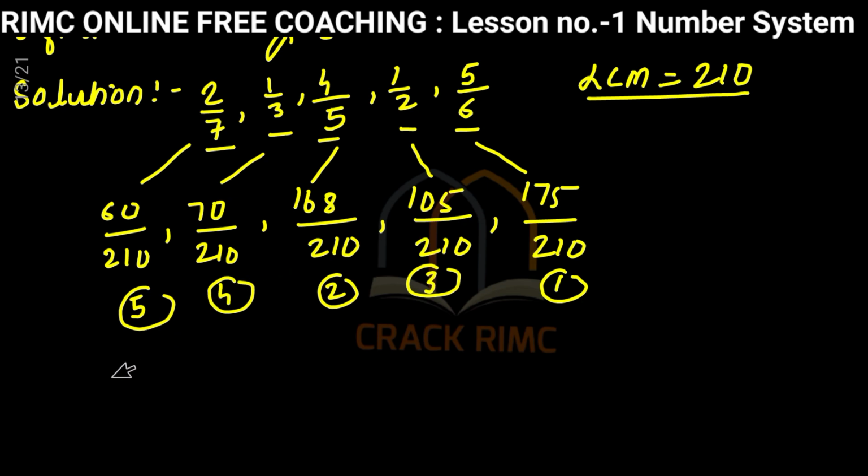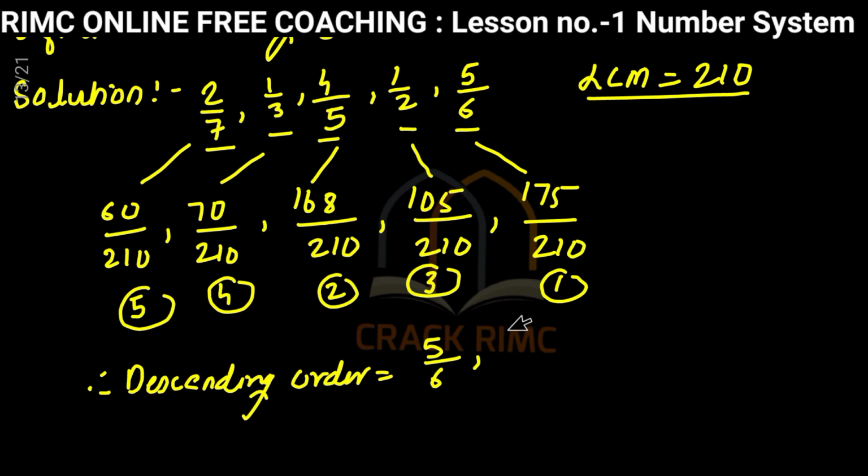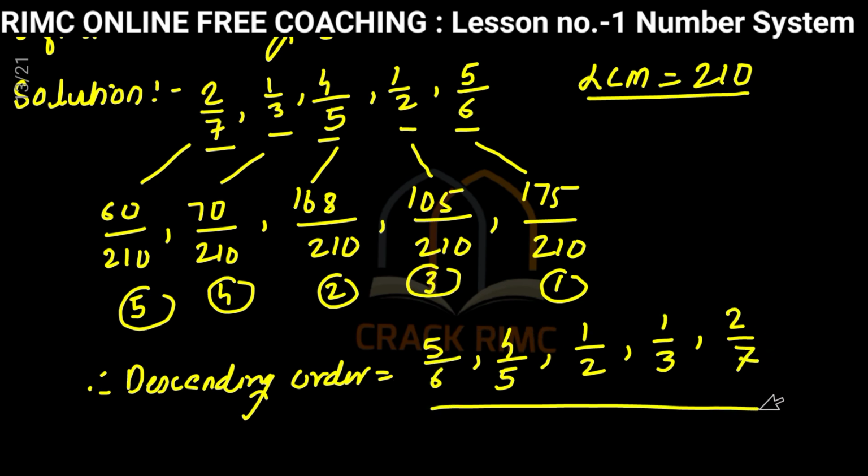Okay. So therefore descending order is equal to, first will be 5 by 6, second will be 4 by 5, third will be 1 by 2, fourth will be 1 by 3 and last will be 2 by 7. Okay, so this is our answer.